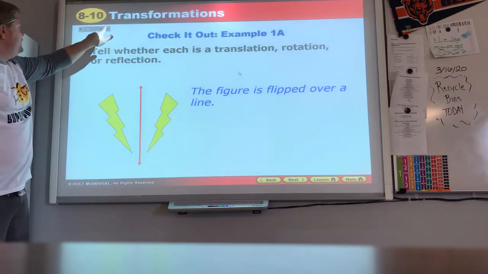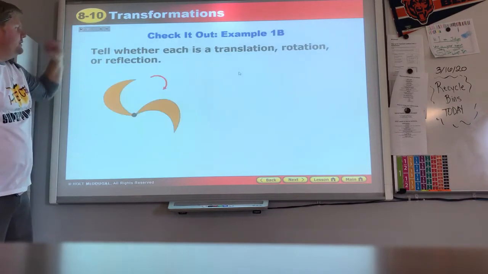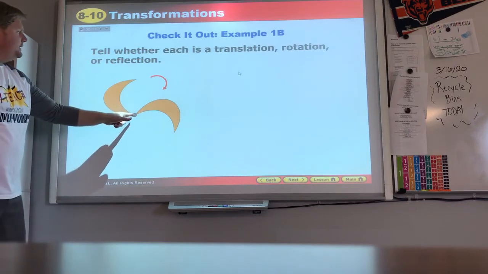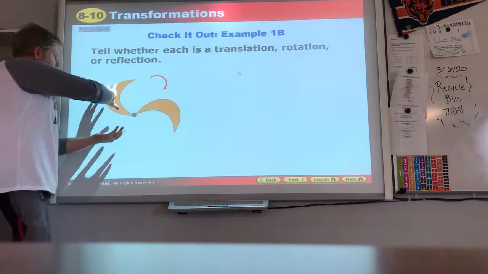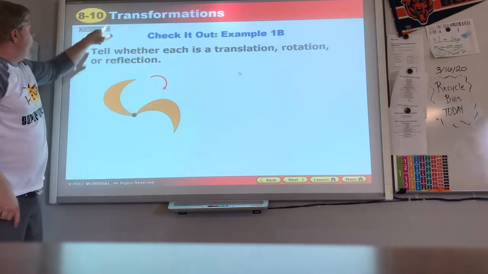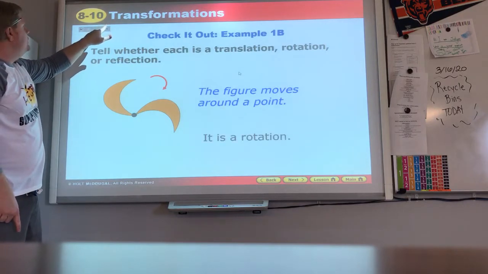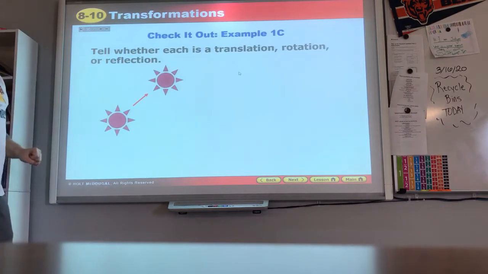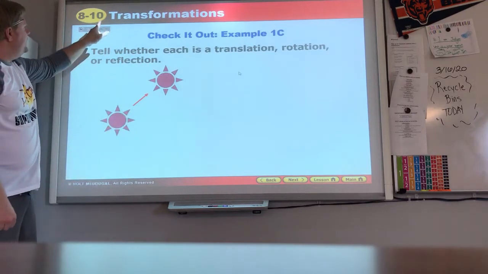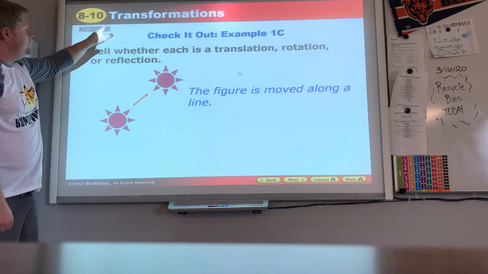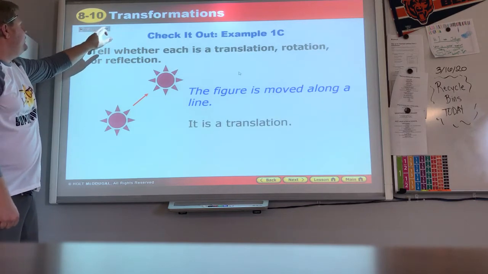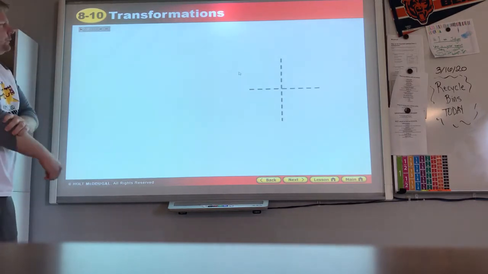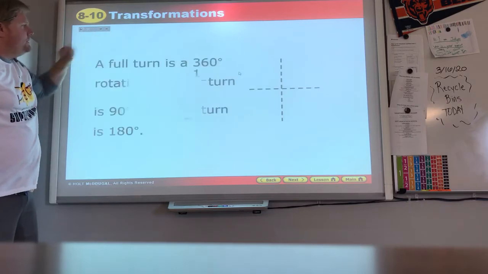The figure is flipped over a line. It is a reflection. This one, we've got that point around which it moves. It is a rotation. Took the sun, took it to a new spot along a straight line. That is a reflection, or excuse me, a translation. My apologies. Now, we look at this coordinate system that's here.